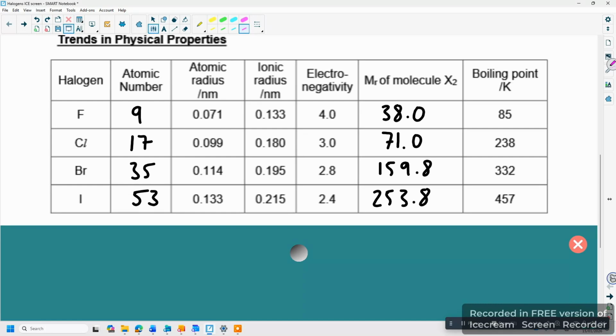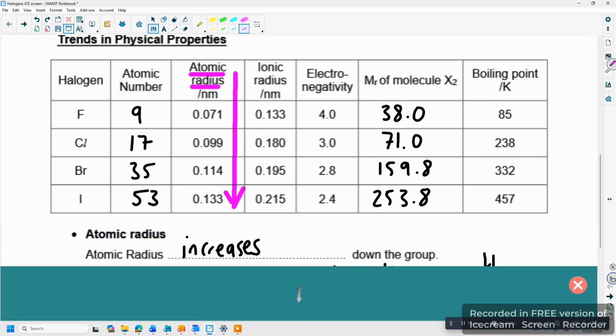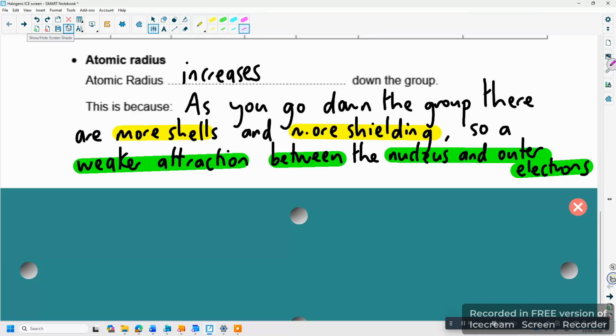We're going to start by looking at the atomic radius. So as we go down the group, you can see that the atomic radius increases. So we are going to think about the reason for that and then write an explanation. So this is fairly straightforward. As we go down the group, we have more shells, more shielding, so there's going to be a weaker attraction between the nucleus and the outer electrons.